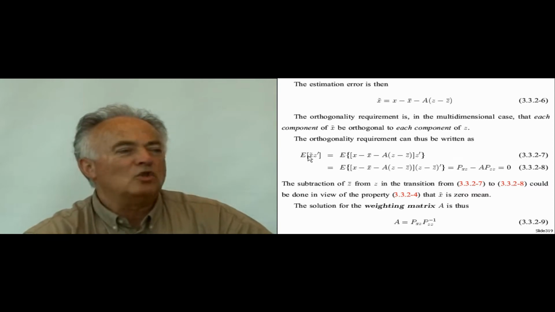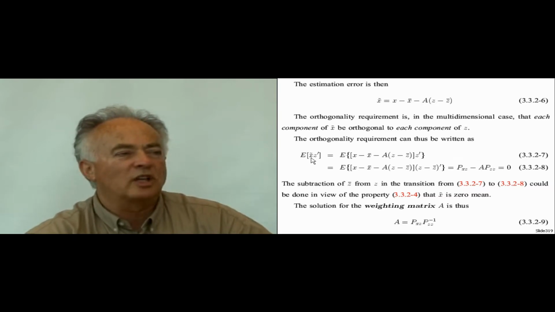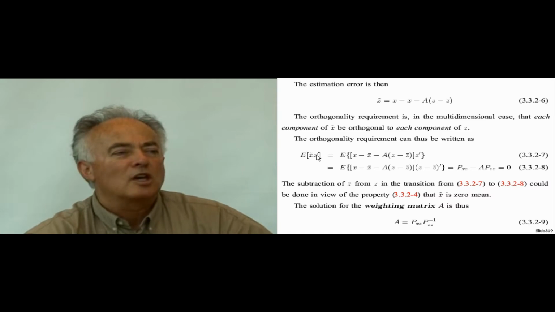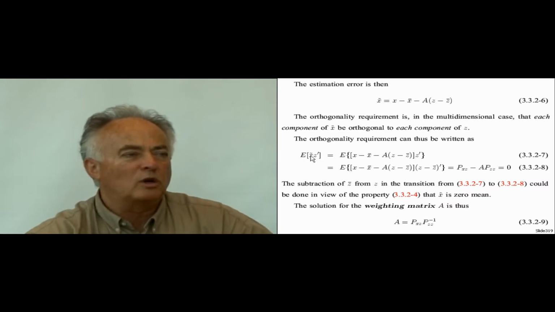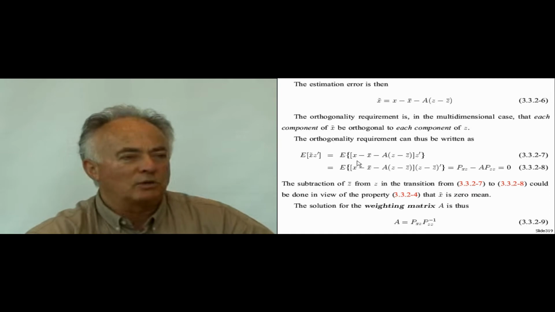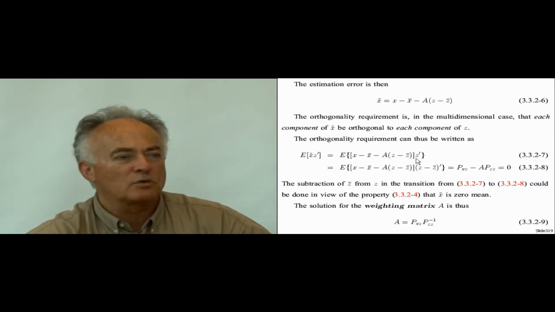And we write it in one single equation by setting up a matrix, x tilde z prime, z transpose. Each component of this matrix will be a particular product of one of the components of the error with one of the components of the observation vector, and we write it out explicitly, x tilde as x minus x bar minus A times z minus z bar from this equation, times z transpose.